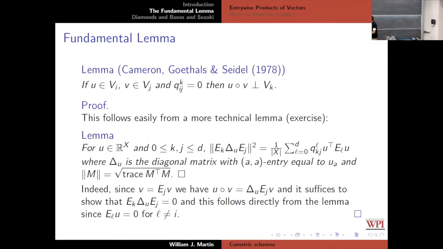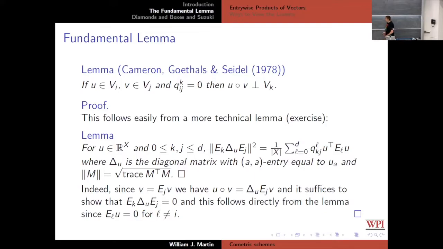Okay, so there's this technical lemma. A simplified version of this is in BCN, but I don't know if this is appearing anywhere other than my paper on symmetric designs. The Frobenius norm squared of E_k times the diagonal matrix Δ_u is calculated exactly in terms of the inner product u transpose E_l u for each eigenspace. So this is a really nice formula.